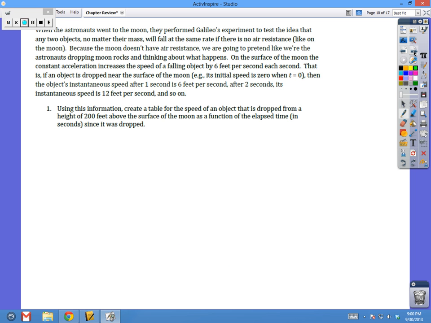Okay, let's talk about gravity. So if you read through this, we're on the moon, and objects that are dropped increase speed at a rate of 6 feet per second each second. So, number 1, create a table for the speed of an object that is dropped from a height of 200 feet. So you're 200 feet above the moon. Because gravity is not as strong there, things are not going to accelerate as fast as they would on Earth.